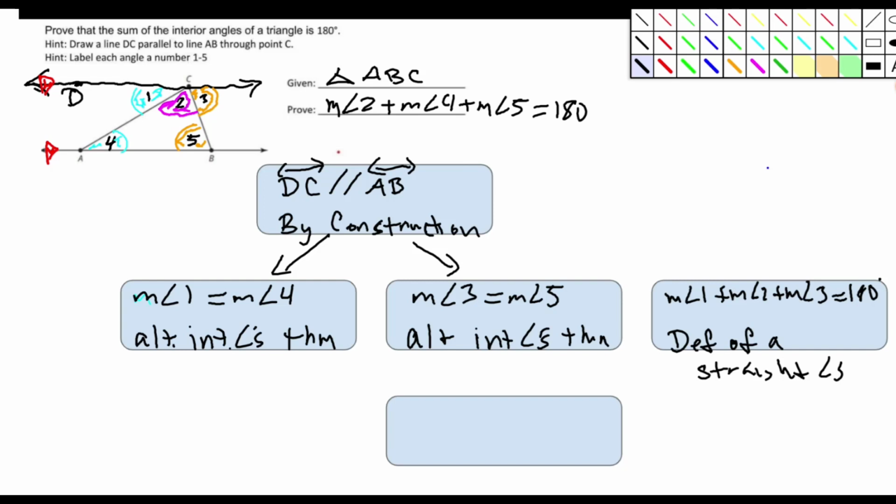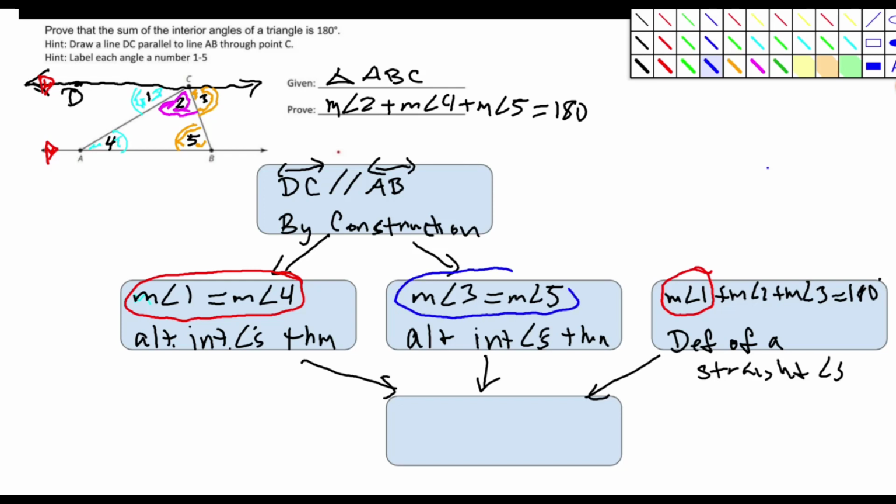And we're basically done. We just have to wrap this one up. We just have to combine all these into something that makes sense. So check this out. Over here, you know that the measure of angle 1 is equal to the measure of angle 4. So that means we can substitute right here where it says measure of angle 1, and we could put a 4 in there. You also know that the measure of angle 3 is equal to the measure of angle 5. So where it says measure of angle 3, we can substitute the measure of angle 5. So let's do our substitution.